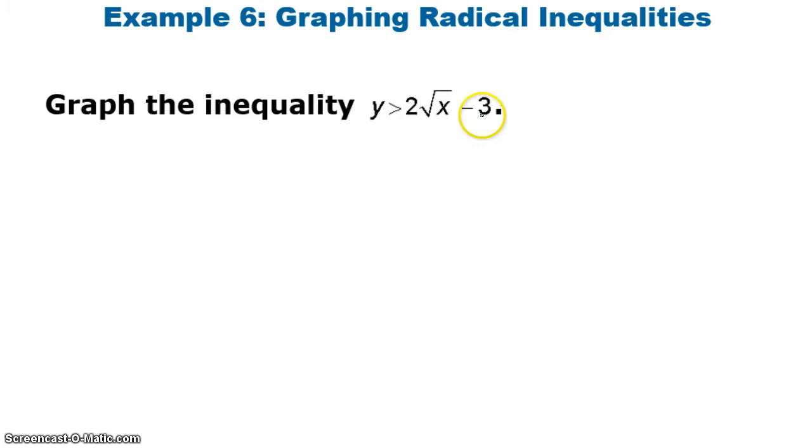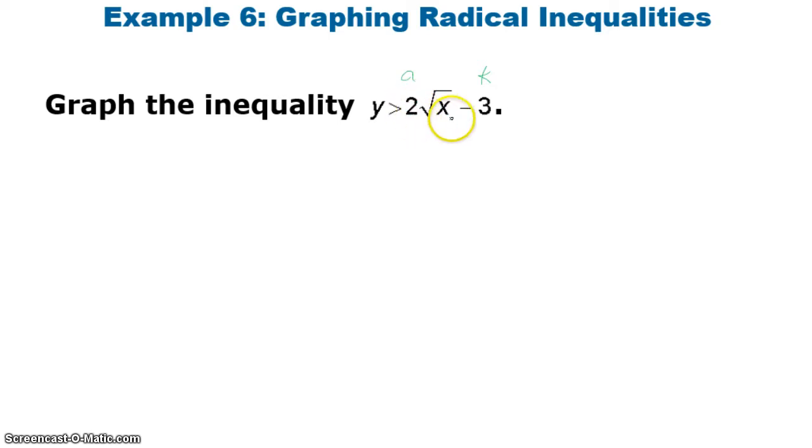So the first thing I want you to do is focus on the transformation. Nothing is happening inside of the radical, so no changes to the x. However, we are subtracting a 3, so remember that is your k. And we are multiplying the 2 by the function itself, so that is your a. So a is greater than 1, so that is our stretch.